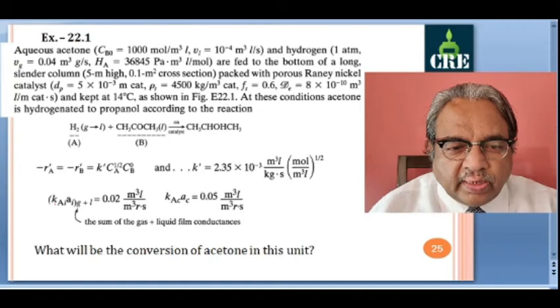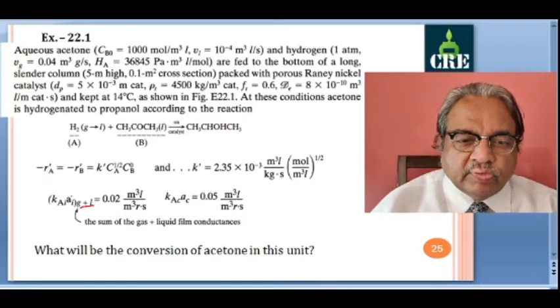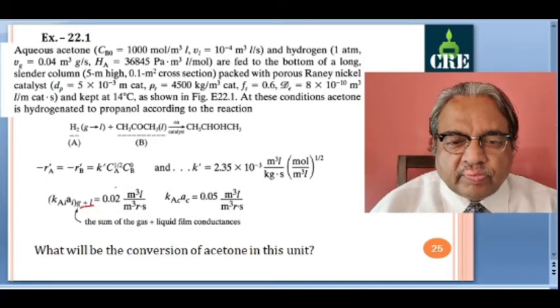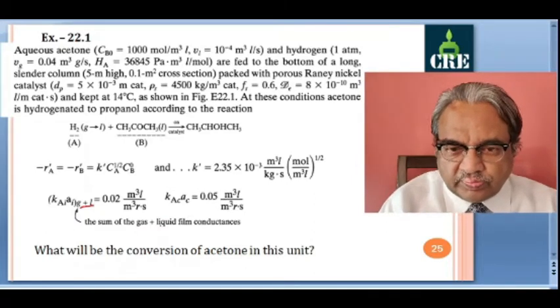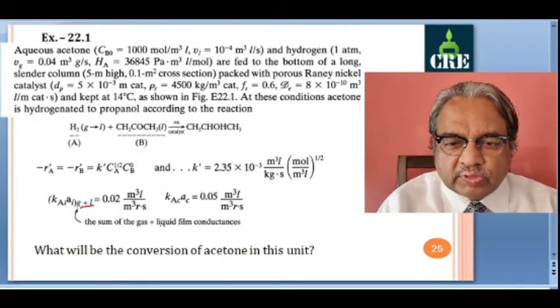Now this KAI, this combined value, is given for gas plus liquid. It is the sum of the gas and liquid film conductances. The inverse of this will give the total resistance of the gas and liquid film. So this value is given as 0.02. KACAC, this conductance, is also given as 0.05. What will be the conversion of acetone in this unit? So we have to find out the conversion of acetone.